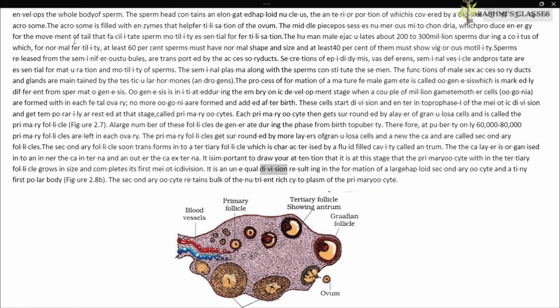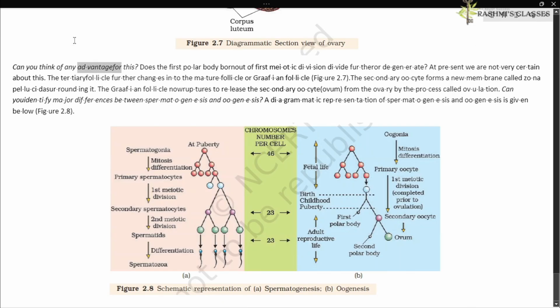It is an unequal division resulting in the formation of a large haploid secondary oocyte and a tiny first polar body, Figure 2.8b. The secondary oocyte retains the bulk of the nutrient-rich cytoplasm of the primary oocyte. Can you think of any advantage for this? Does the first polar body born out of the first meiotic division divide further or degenerate? At present we are not very certain about this.